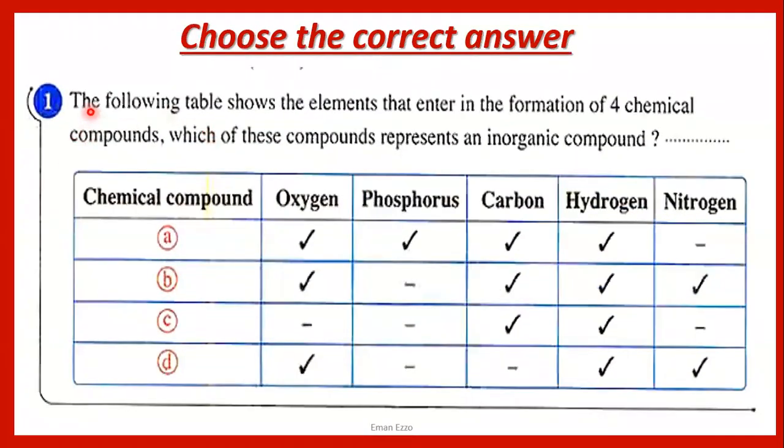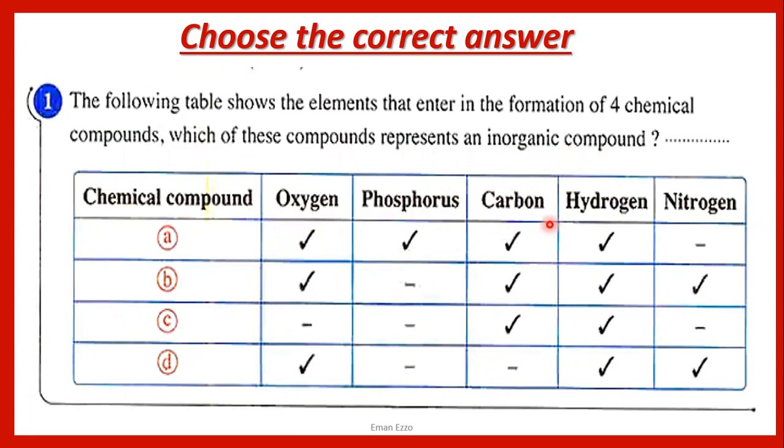يقول لنا هنا choose the correct answer. The following table shows the elements that enter in the formation of 4 chemical compounds. Which of these compounds represent an inorganic compound? طيب نفتكر مع بعض كده، احنا قلنا ان الموليكيولز بتاعتنا في السيل بتبقى made of organic and inorganic compounds. كنا قلنا the difference between the inorganic and the organic is that organic compounds must contain 2 main elements which are carbon and hydrogen. طيب هو هنا بيسألنا على compound inorganic. Inorganic may or may not contain carbon and hydrogen.